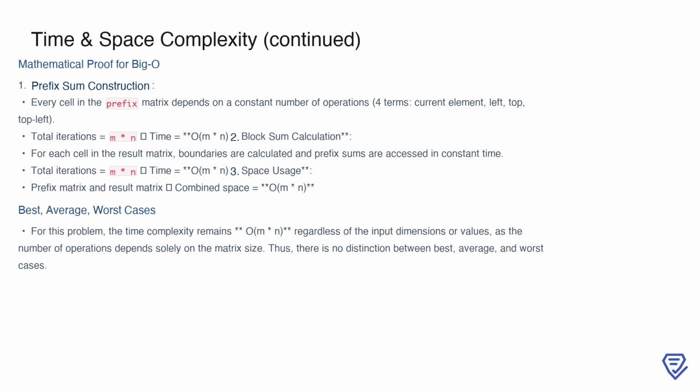Similarly, when calculating the block sum for each cell in the result matrix, the boundaries are determined, and prefix sums are accessed in constant time. With m*n iterations for the result matrix, this step also runs in m*n time. For space usage, the prefix matrix and result matrix are the primary contributors, both requiring m*n space. Finally, it's worth noting that the time complexity remains m*n, regardless of the input dimensions or values, meaning there's no distinction between best, average, and worst cases.